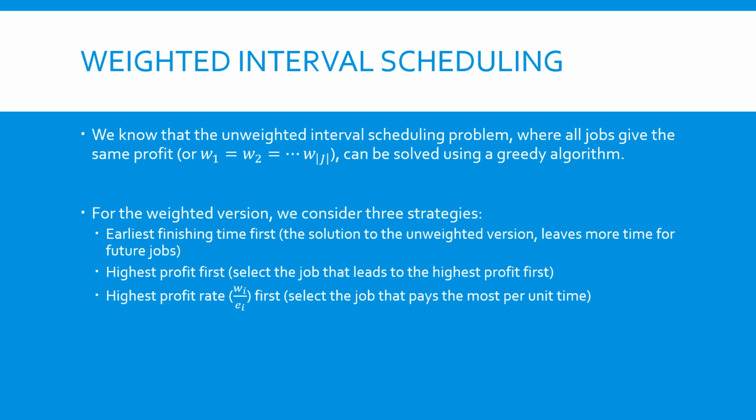Now, for the weighted version of this problem, we shall also explore whether a greedy algorithm could work. We propose three potential greedy criteria. The first criterion mirrors the solution to the unweighted interval scheduling problem, where we prioritize the job that has the earliest finishing time. The second criterion prioritizes the most profitable job. The third criterion prioritizes the job that has the highest profit rate, which is defined as the profit Wi divided by the execution time Ei.